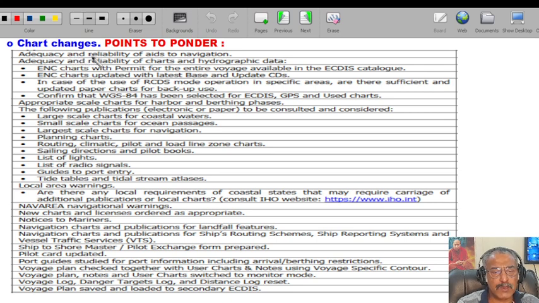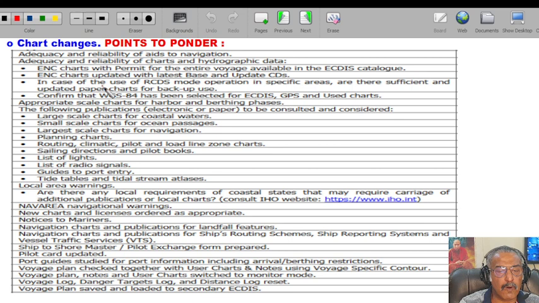Number one, adequacy and reliability of the aids to navigation. Number two, adequacy and reliability of the charts and the hydrographic data. Number three, ENC charts with permits for the entire voyage available in the IGDIS catalog. All this diligence shall be carried out by the master and the navigating officers. ENC charts updated with the latest base and update CDs.